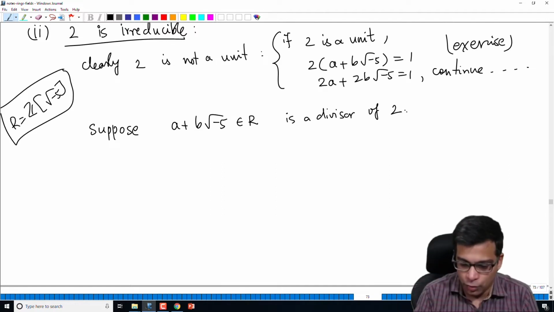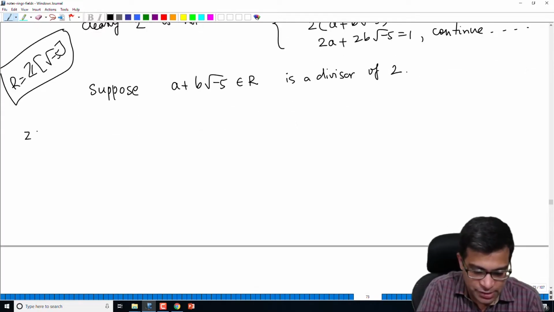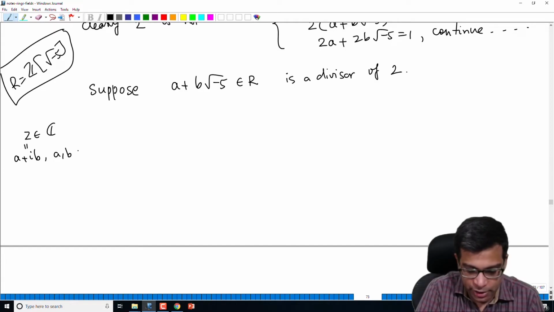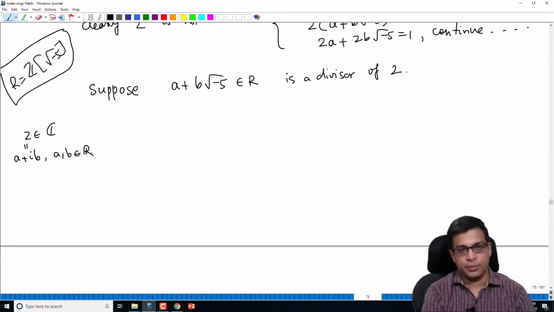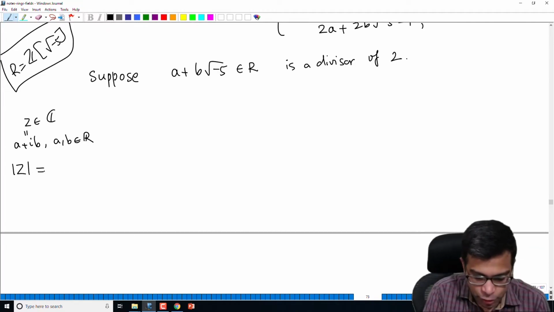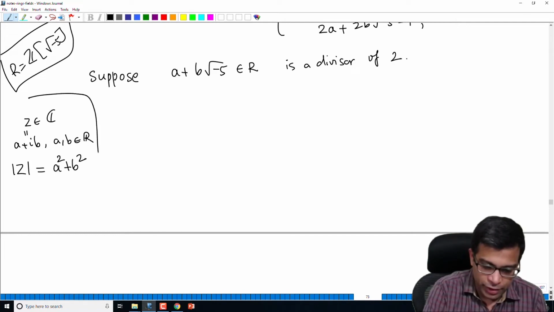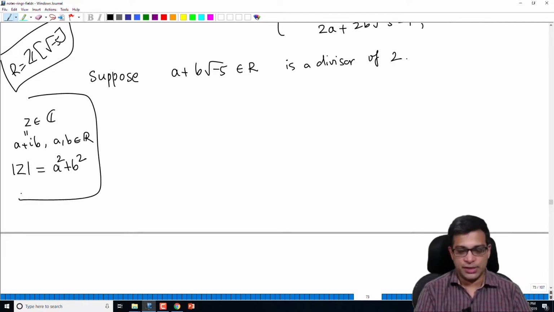Now I am going to recall for you the notion of an absolute value. Remember, if z is a complex number, let's say z is a plus ib, where a and b are real numbers, right? So any complex number can be written as a plus ib, where a and b are real numbers, and i of course is a square root of minus 1. Then I am going to use this notion of absolute value, which is a squared plus b squared. In fact, it is the square root of this maybe, but I am going to use this. Absolute value of z is a squared plus b squared.